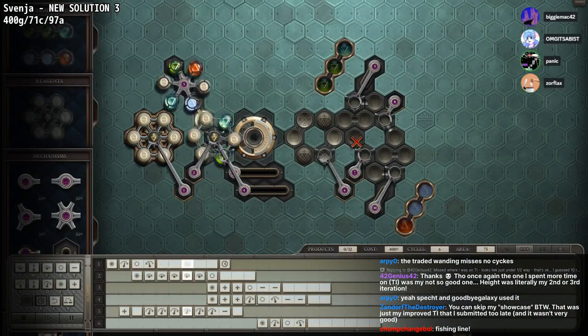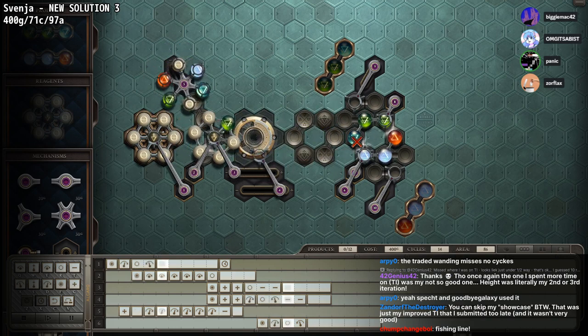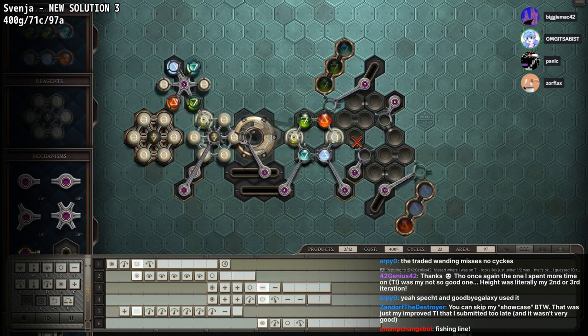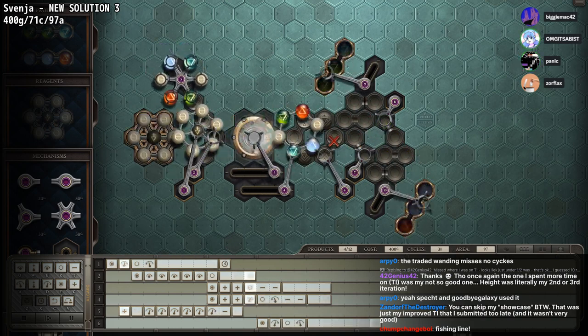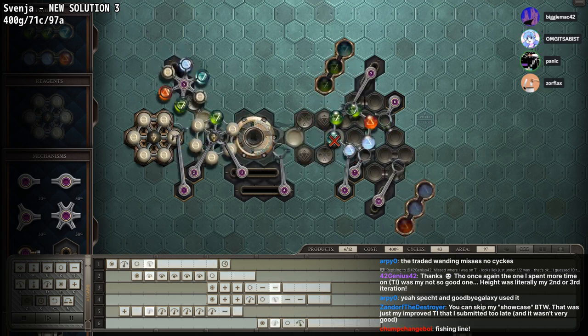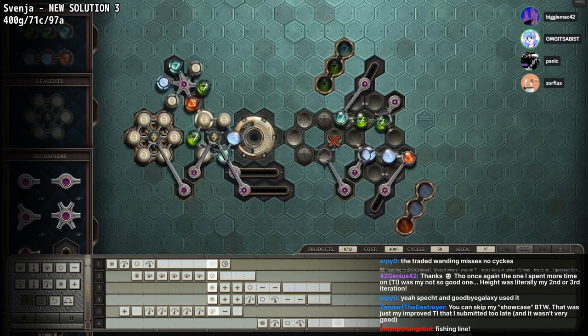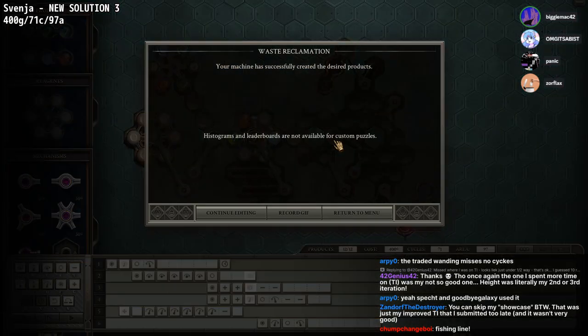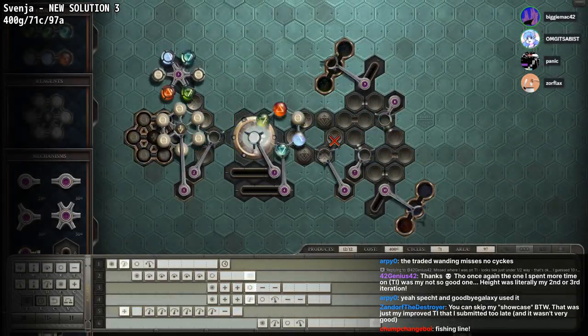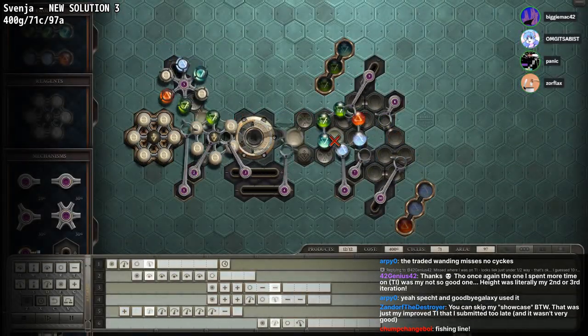Here's one from Svenja, just called New Solution 3. It's a cool solve. Somebody discovered an overlap. Oh, wait, no, this isn't overlap. No, this would just drop the center. It just drops at the same time. There's no overlap here.